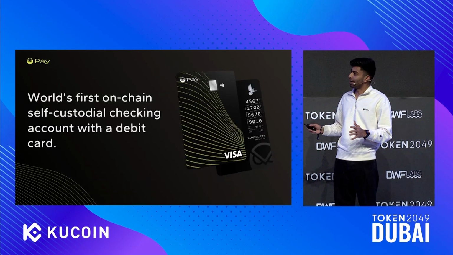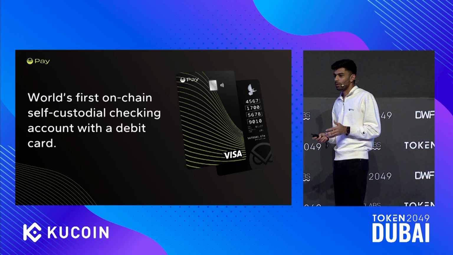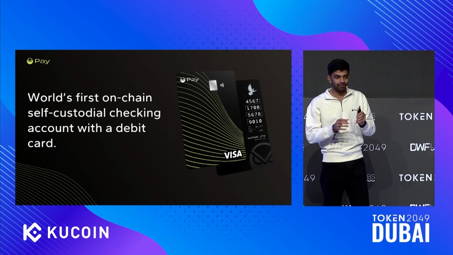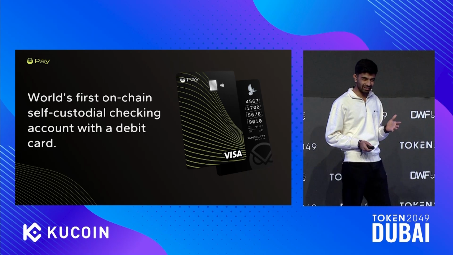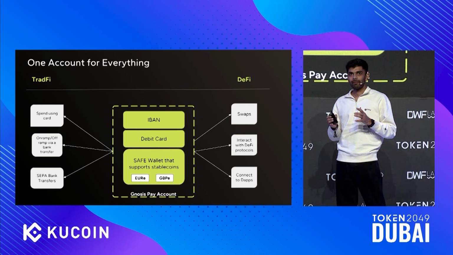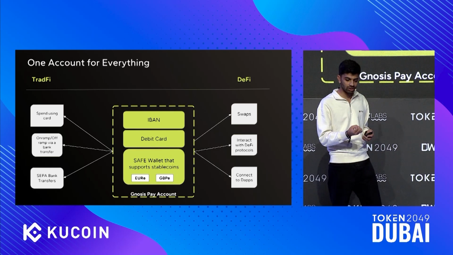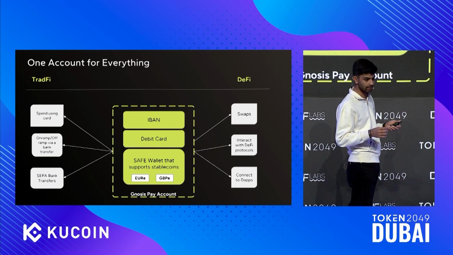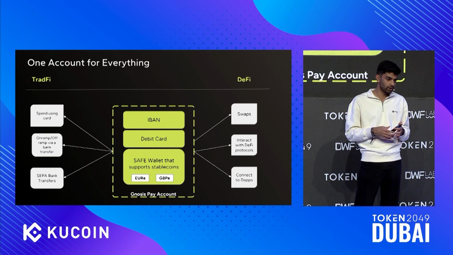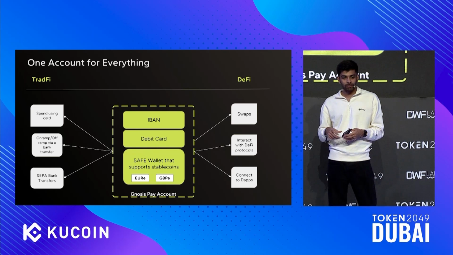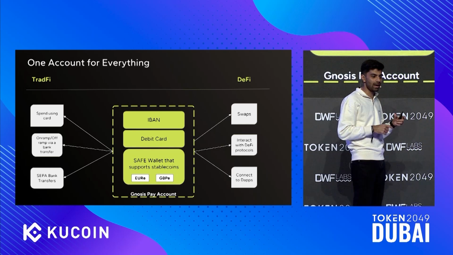So I've spoken a lot about the future, the past. What are we really doing, right? We're the world's first on-chain self-custodial checkings account with a debit card attached to it. What does that really mean? It's a new way of thinking about a checkings account, where the core is based on blockchain. We have a smart contract wallet, essentially, which is a safe, which stores currencies in the form of blockchain tokens, which is EURe, GBPe, and we attach a debit card to it and an IBAN to it. An IBAN is an international bank account number.